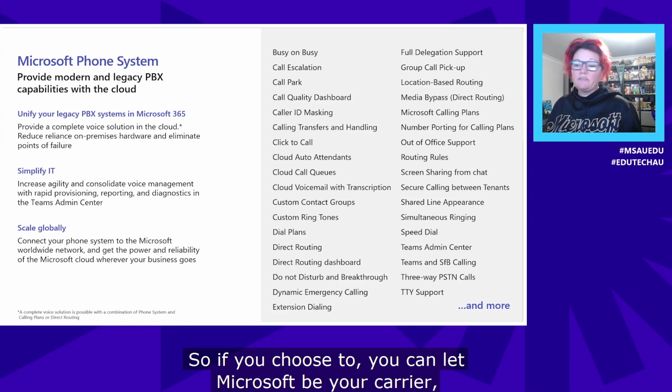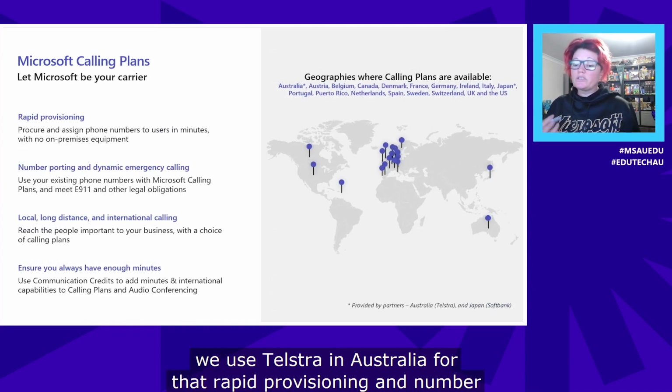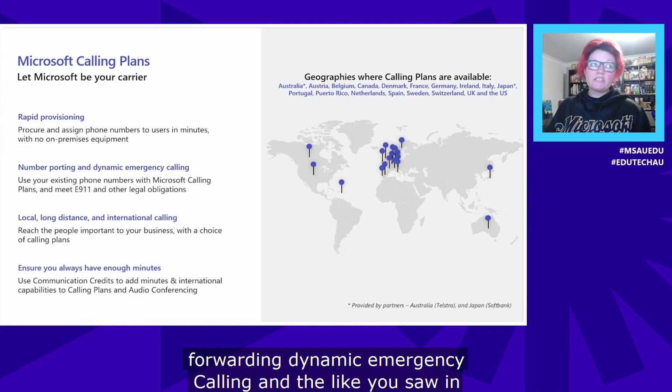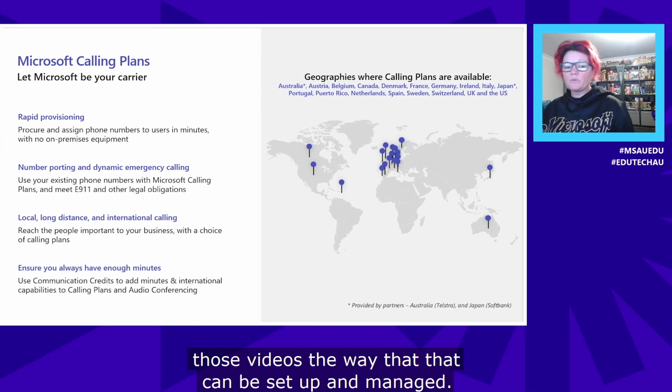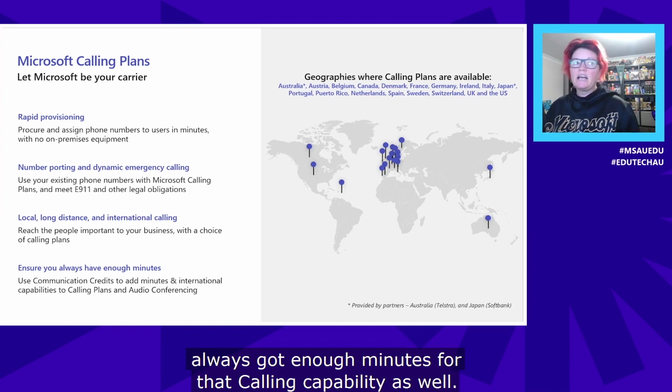If you choose to, you can let Microsoft be your carrier. We use Telstra in Australia for that rapid provisioning and number porting, dynamic emergency calling and the like. You saw in those videos the way that can be set up and managed. There are also communication credits, which will ensure you've always got enough minutes for that calling capability.